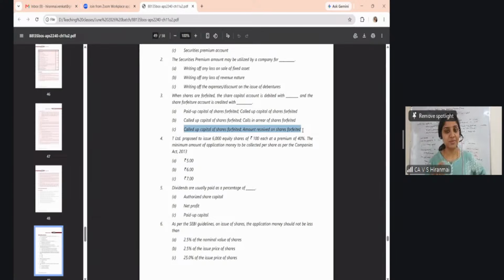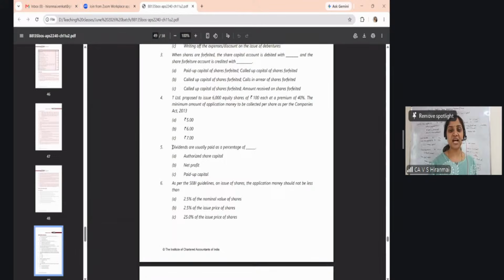So share capital is debited with the called up value of the shares forfeited and share forfeiture account is credited with the amount received. Okay, the amount received. All of you please see here the next question, important question. T Limited proposed to issue 6,000 equity shares of rupees 100 each at a premium of 40%. The minimum application money to be collected is always 5% of the face value. So 5% of the face value is nothing but 100 rupees into 5%, minimum 5 rupees to be collected.